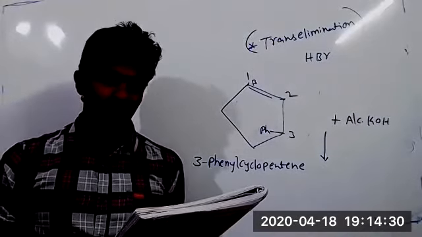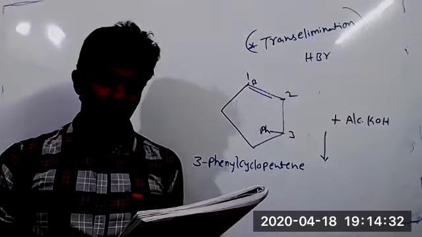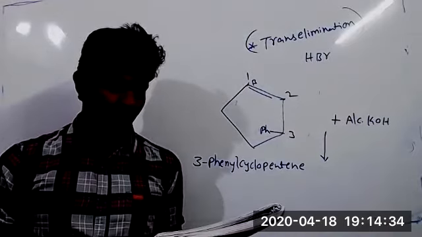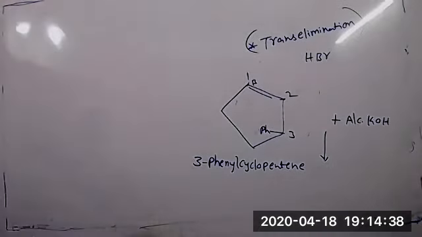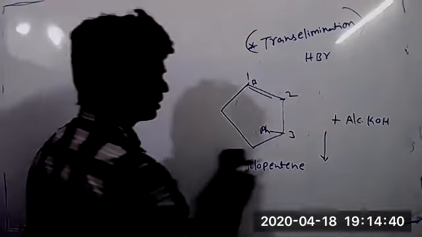Next, 52. CH3Br plus nucleophile. Sir, could you explain it one second, sir? My internet connection was bad, so I'm not able to.